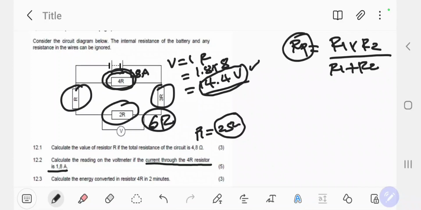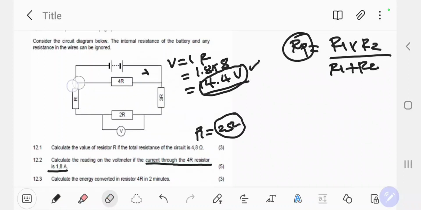Or we can always go back to grade 10 and take advantage of the ratios. If we know that across this one, this one, and the R resistor there is 14.4 volts, therefore we can do this. Guys, this one here we're going to have a 2. 2 times 2, you're going to have a 4. And then this one, 3 times 2, you're going to have a 6. Now, 2 plus 4 plus 6 is what? It's 12. So the total resistance there is 12.